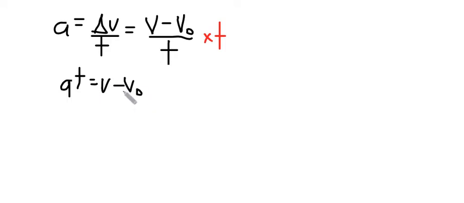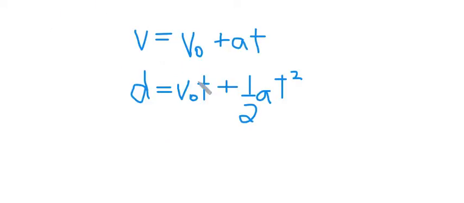Now I want v by itself, so I'm going to add v0 to each side. And I'm going to wind up with our final equation, which is v equals v0 plus at. Please forgive my horrible handwriting here. And that's the same equation as the equation back here, one of our kinematics, v equals v0 plus at.